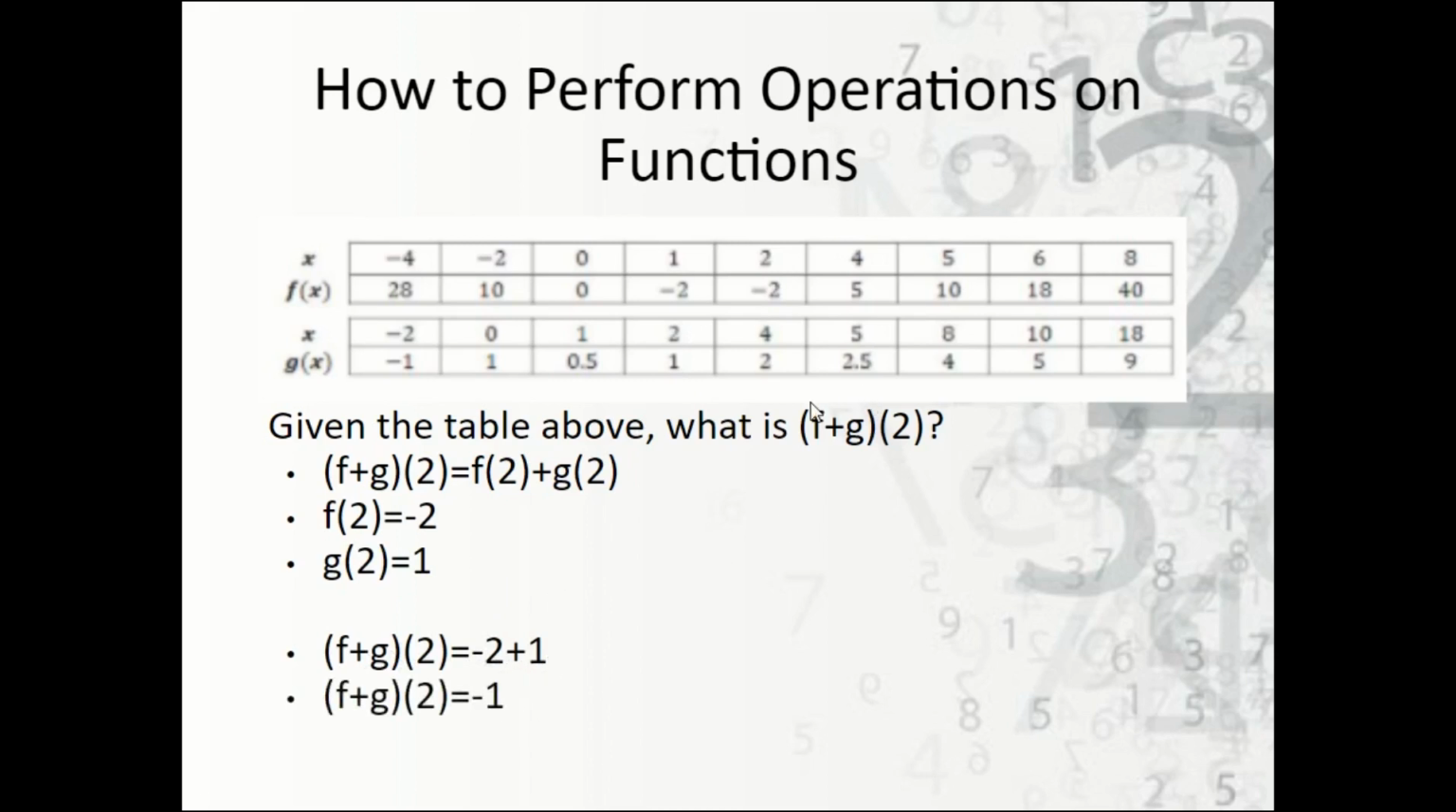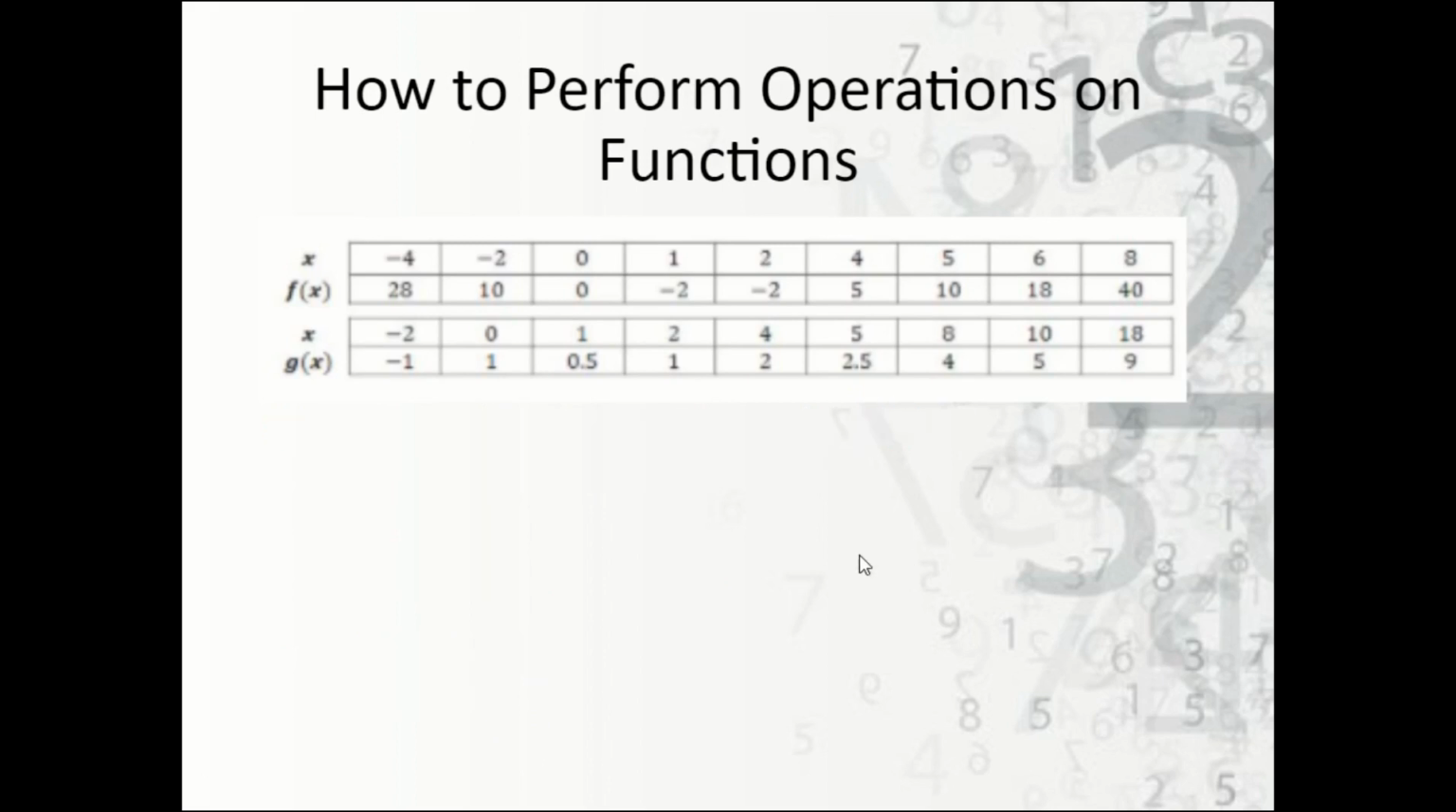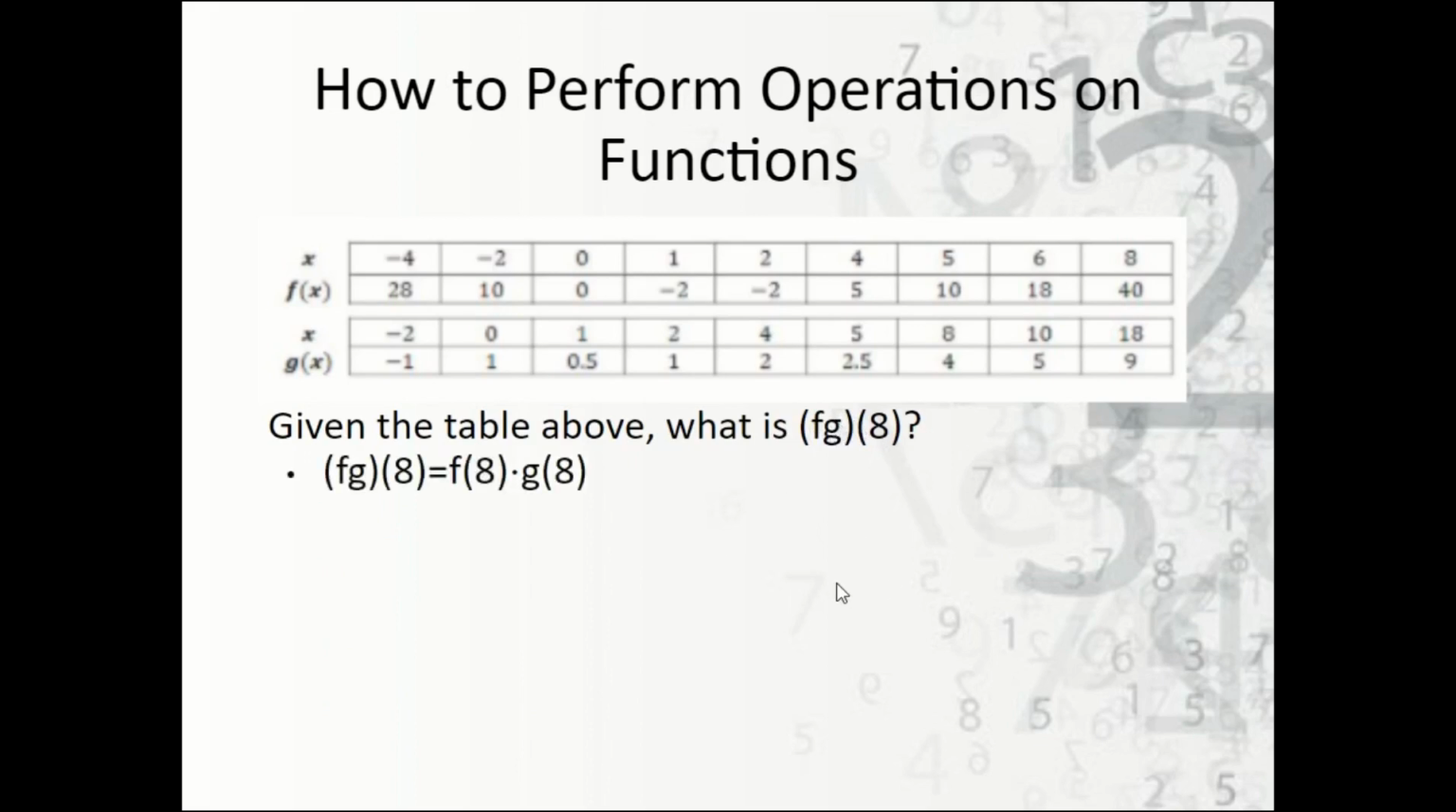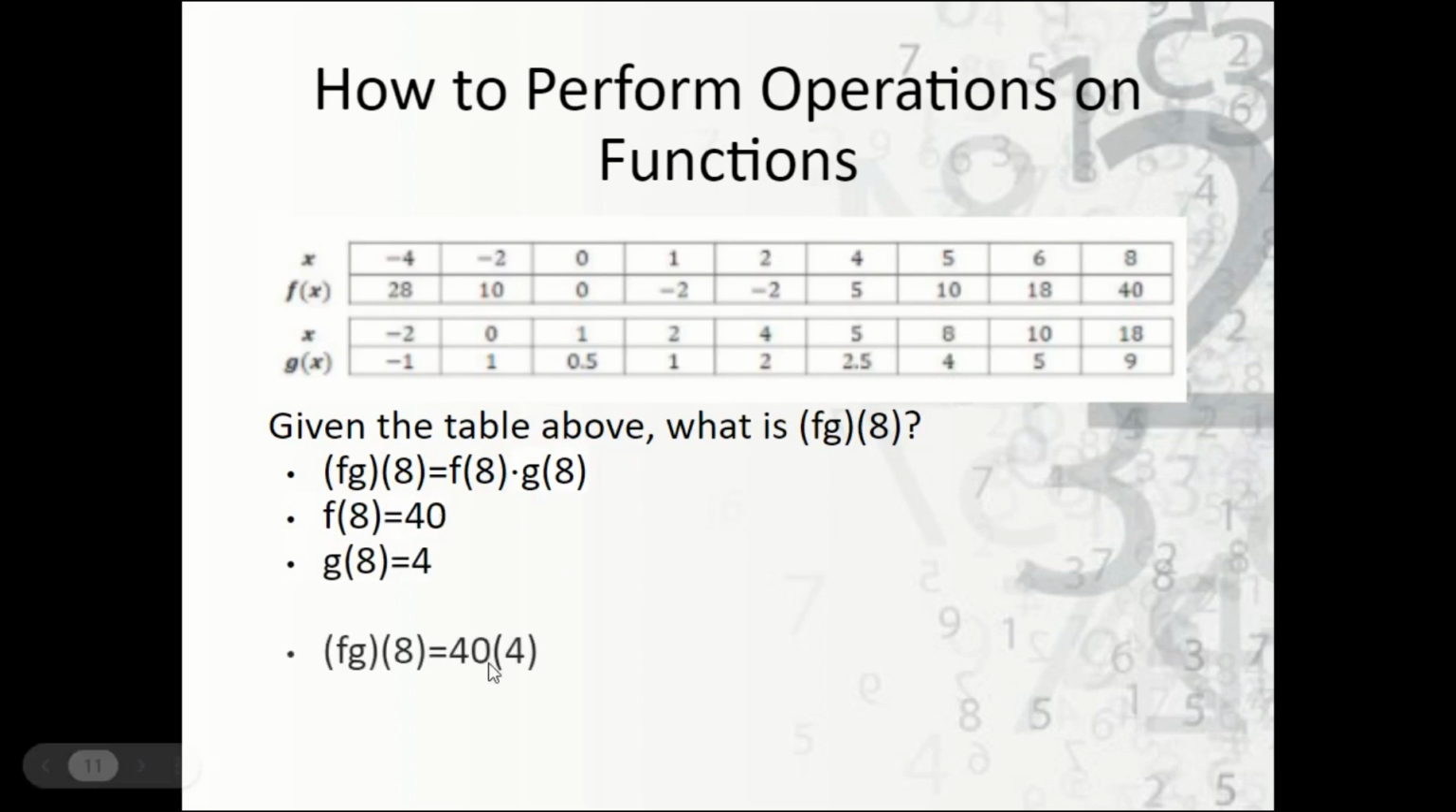So when you see f plus g or f minus g or anything like that, really what that's saying is we're going to take f of this value and then whatever operation's there and then g of that number. So let's see another example of this. This time we have fg of 8. Well, fg just means multiplication, so really we can break that up and it becomes f of 8 times g of 8. So f of 8 in this case is 40, and g of 8 is right here, which is 4. So now we just multiply these together and we get 40 times 4, which is 160.